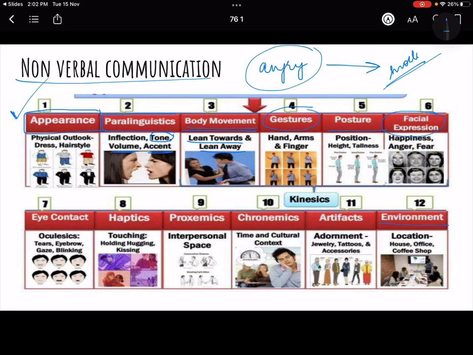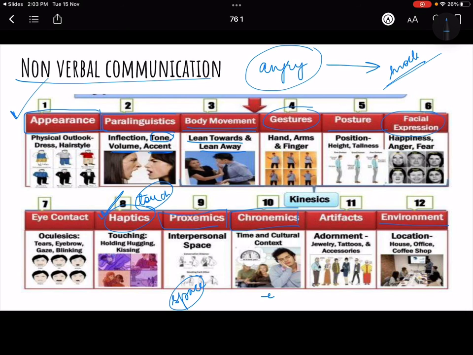Sometimes you don't need to speak it, you can just show it with your non-verbal communication, right? Then haptics is touch. Sometimes you're going somewhere and you hug somebody, which shows that you're emotional, or you're parting ways. So it will convey your message, you don't have to say it. Then proxemics is space, how close you're standing to somebody while talking shows how intimate you are with that person. Then chronemics shows the value of time, how punctual you are, that also tells a lot about your personality.